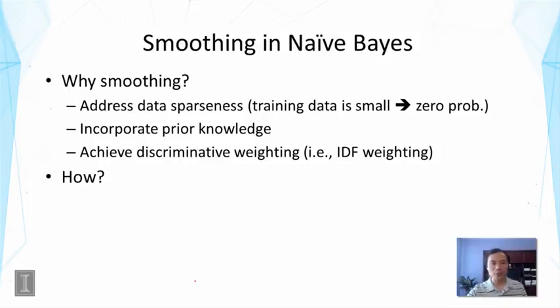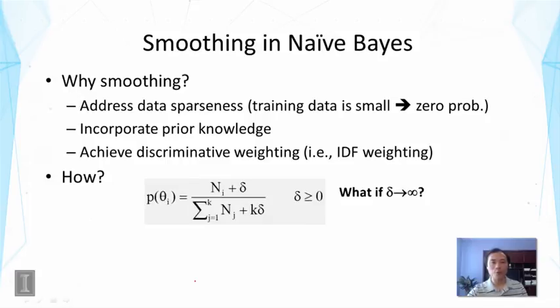There is also a third reason, which is sometimes not very obvious, but we'll explain that in a moment. And that is to help achieve discriminative weighting of terms. This is also called IDF weighting, inverse document frequency weighting, that you have seen in mining word relations. So how do we do smoothing? Well, in general, we add pseudo counts to these events to make sure that no event has 0 count.